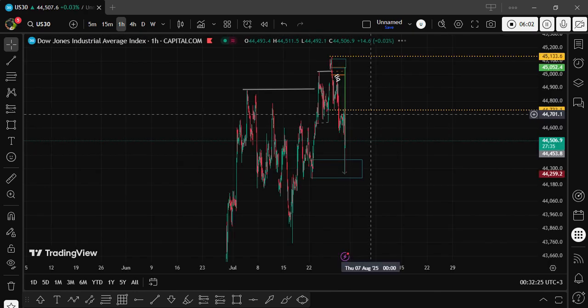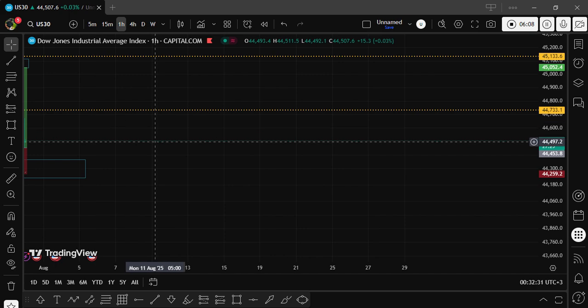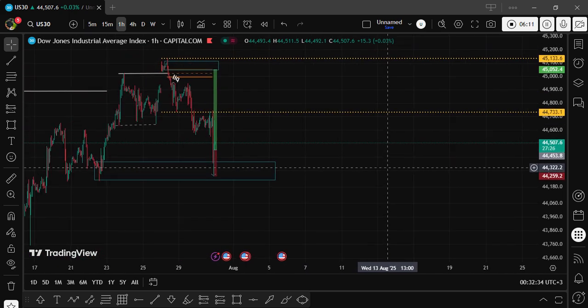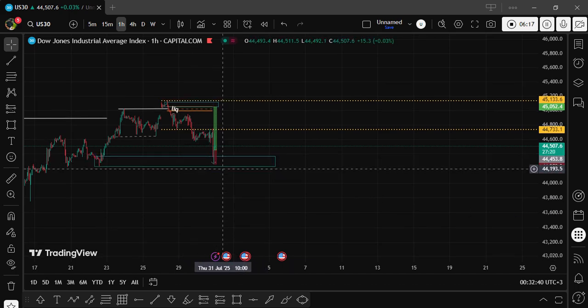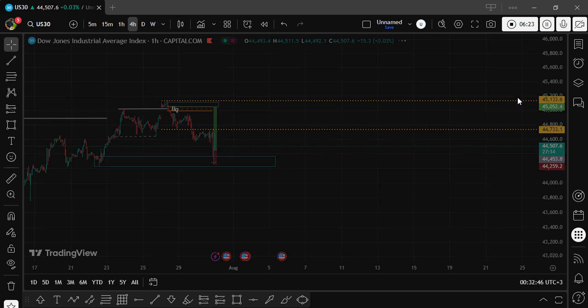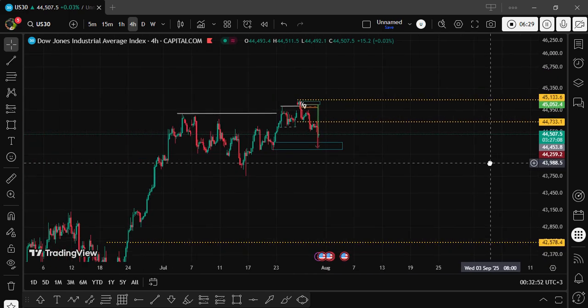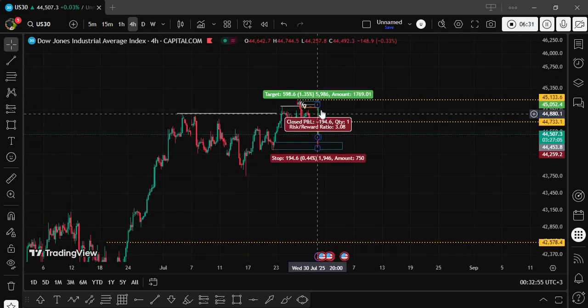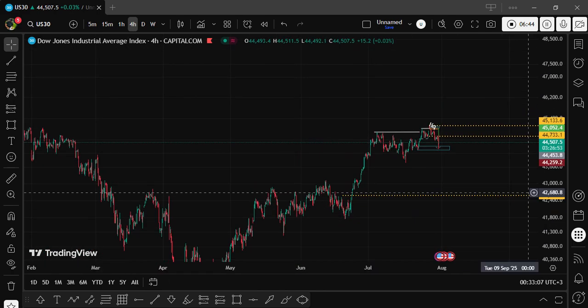Another pair was US 30, and this was actually a very nice trade. If you can see, it's still moving. I actually took the trade from this order block. Sorry about that. If you can see, price came, and I'm targeting this liquidity resting above here, and also this high, because our main bias is bullish. You understand? We are now bullish.